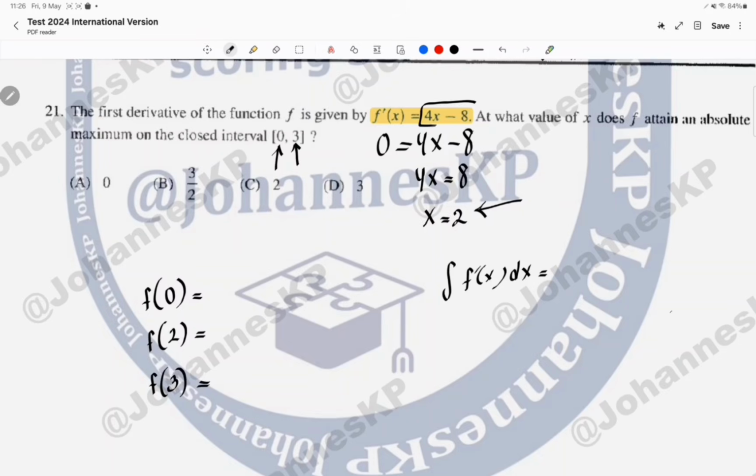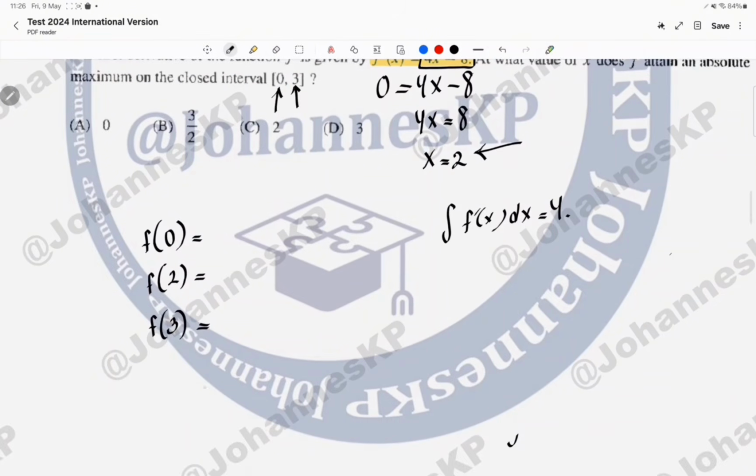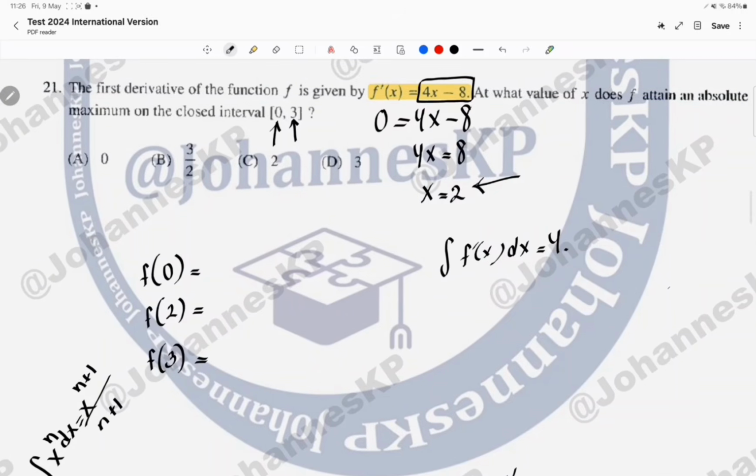So what's the integral of 4x? 4 doesn't matter. How do you integrate the x? It was x to the m plus 1 over m plus 1. So it's x squared over 2. Minus, how do you integrate a number? Just put x to it. Integrate 8 to get 8x. Plus c. Okay. So you get 2x squared minus 8x plus c, right?